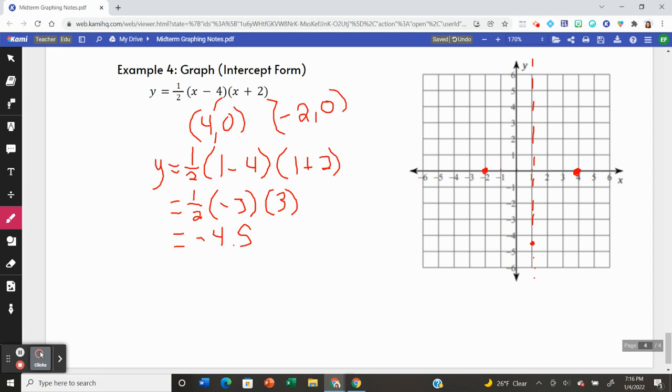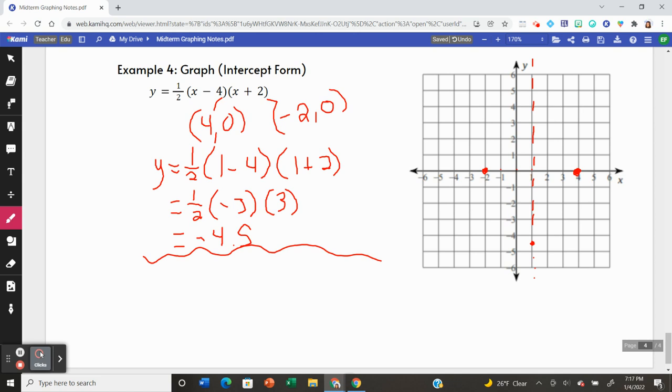So let's go ahead and plug in a value. Anything between our zeros would be easy. So a negative 1, a 0, a 2, a 3. Any of those would be easy to work with. I tend to think 0 is the easiest option out of all of those. So let's plug in a 0.